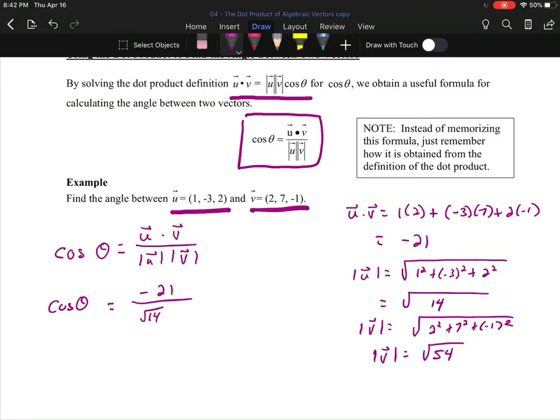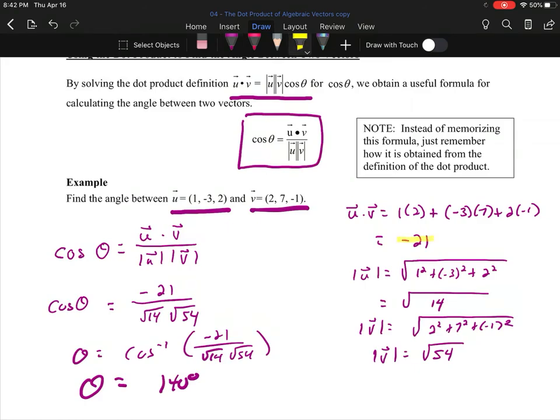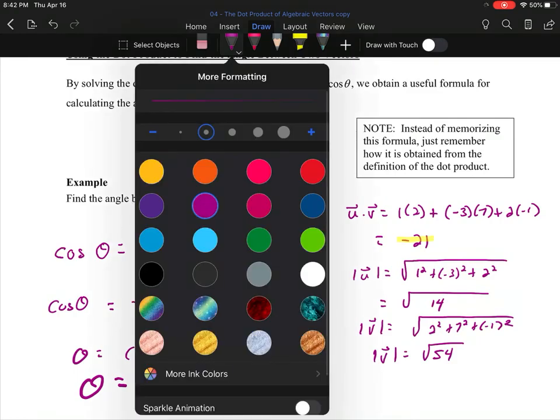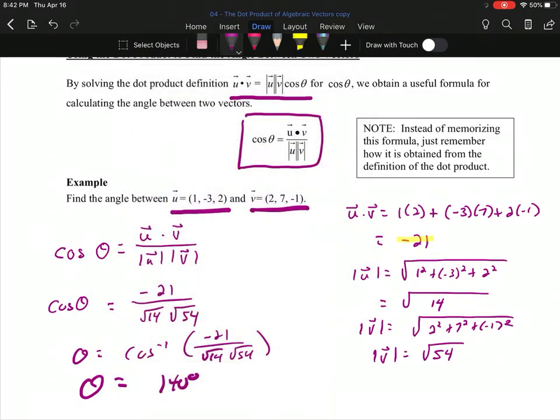Cos theta, u dot v, I found out was negative 21. The magnitude of u was root 14. The magnitude of v was root 54. So theta is the cos inverse of this giant mess here, which my calculator can handle no problem. I'll just type all that stuff in. And the angle between these two three-dimensional vectors is 140 degrees. Maybe you weren't surprised. When we saw the negative there, we knew the angle between them had to be obtuse. If that's not perfectly clear, that's okay. Don't panic about that. I'm just trying to relate all those things together.